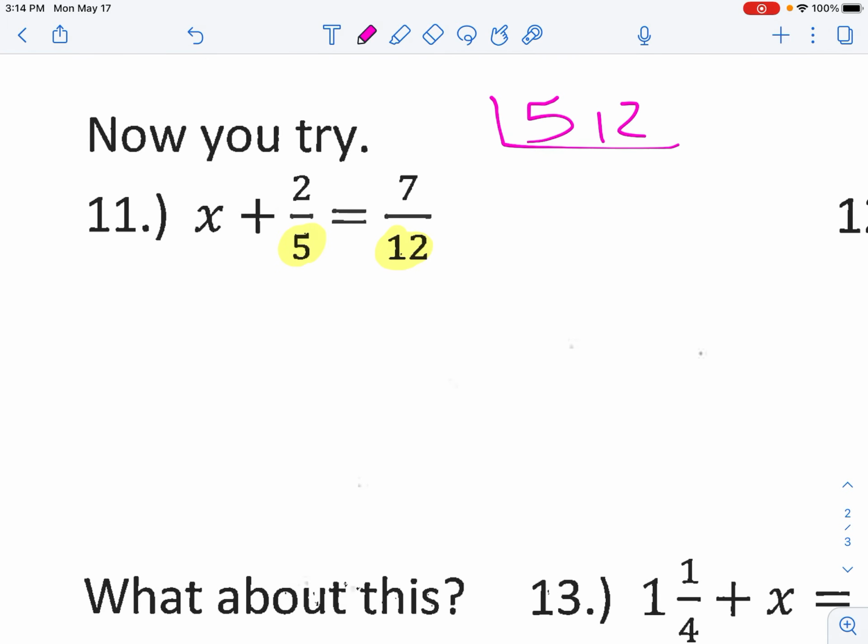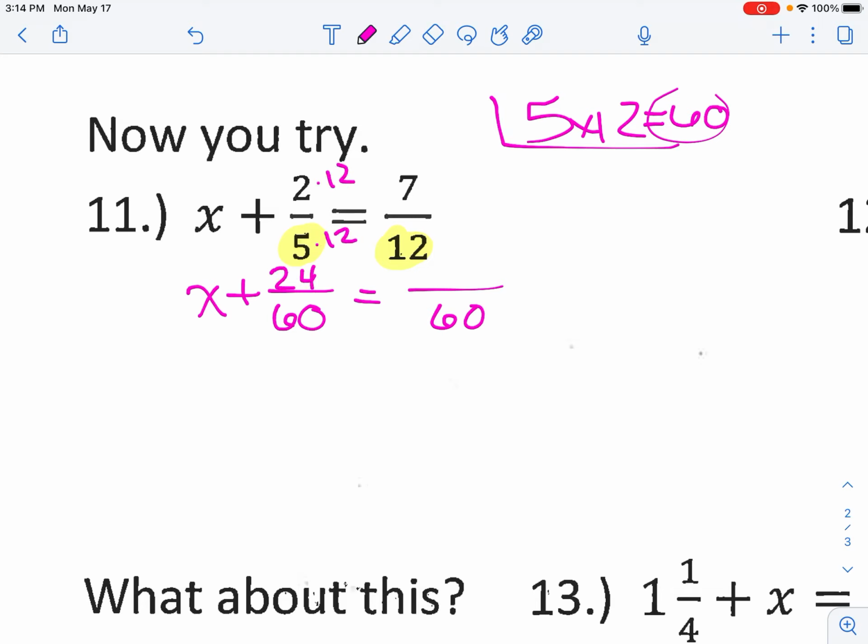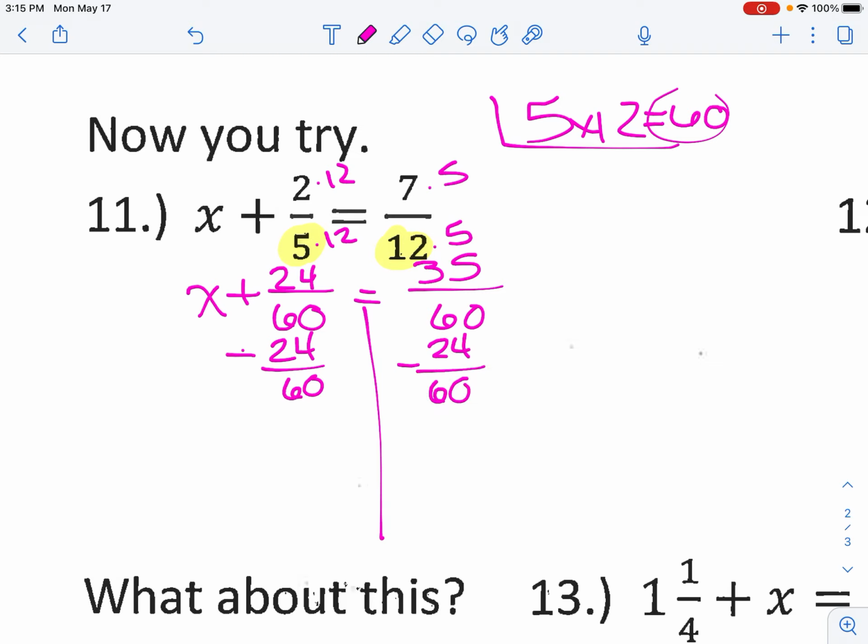All right, so for my division ladder, I cannot divide 5 and 12, so I'm going to multiply 5 times 12, which is 60. So I'm going to rewrite using 60 as my common denominator. So I'm going to do 5 times 12 and 2 times 12. I'm going to do 12 times 5 and 7 times 5. I'm going to draw my mirror. The opposite of positive 24/60 is negative 24/60. 24/60 minus 24/60 cancels.